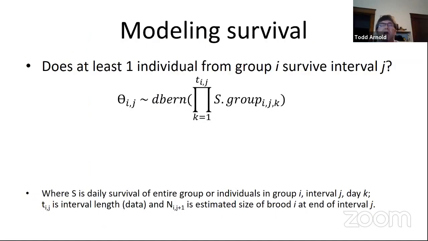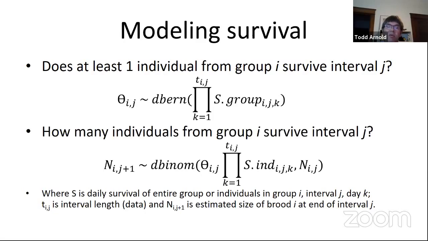So whether or not the brood survives is a Bernoulli probability, and we can model survival of the group. And conditional on survival of the group, we can model survival of individuals within the group. So this is part of the model. This is the part we care about the most, probably.